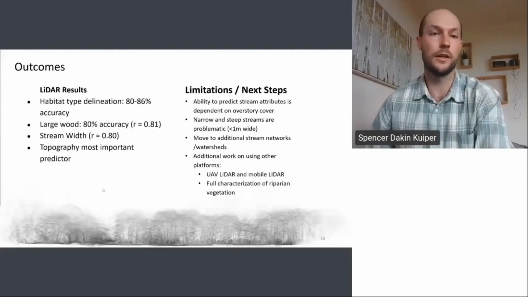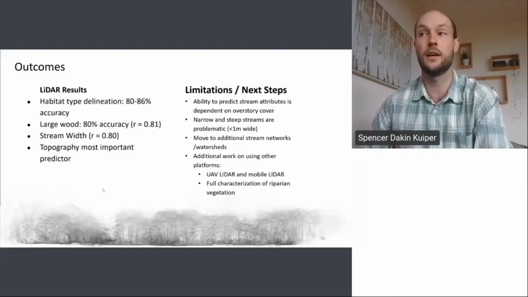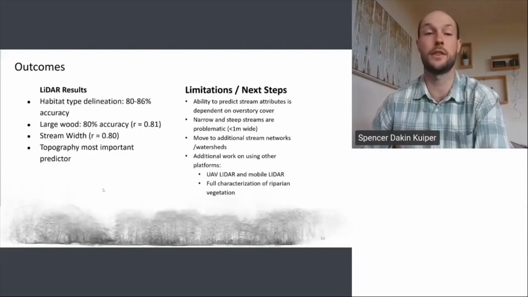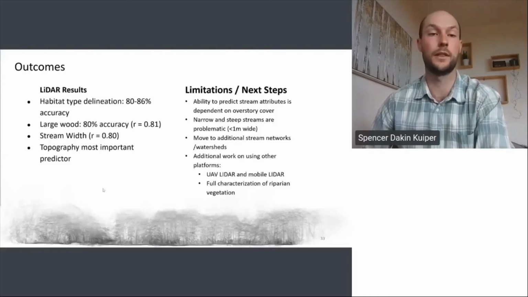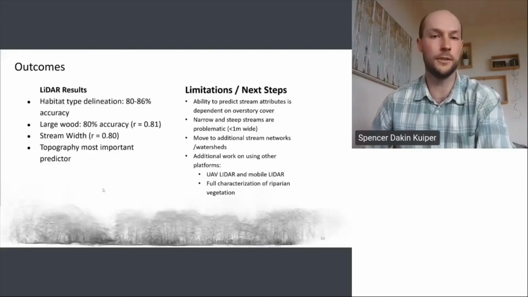So our outcomes: the habitat type was about 80 to 86% accuracy. Our large wood was 80% accuracy, and our stream width correlated well to our field measured stream width with an R of 0.8. Topography was, as we predicted, our most important predictor.